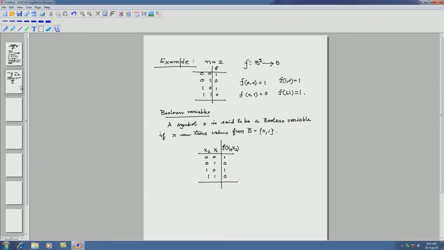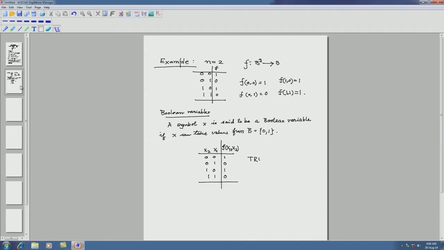A table like this for a Boolean function is said to be its truth table. It is of course obvious that if we have a function from B to the power n to B for any positive integer value of n, then we will be able to write the truth table of that function. At this point, it is worthwhile to check the ordering in which we write the values of the vectors of Bn.